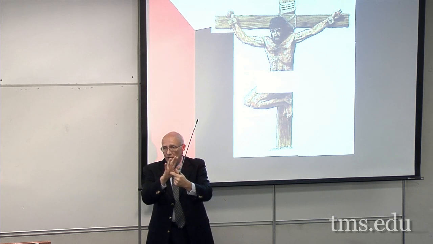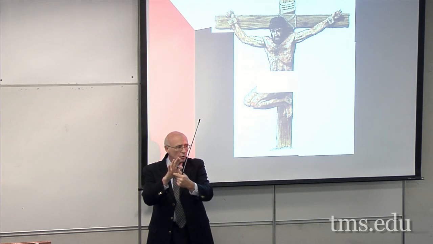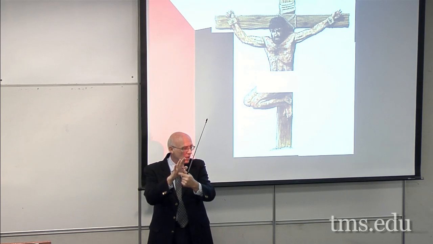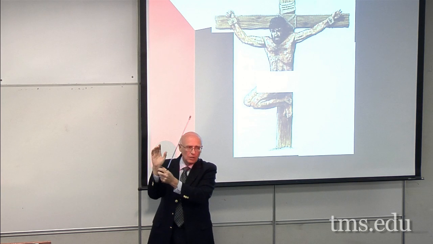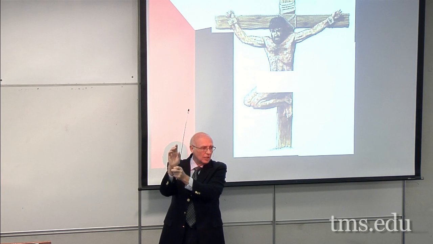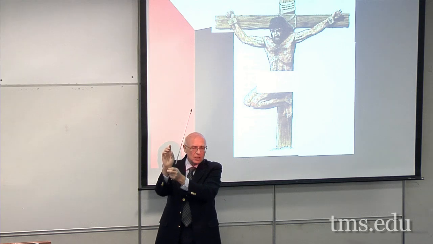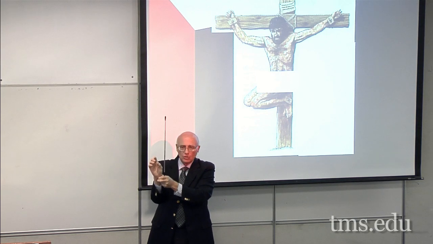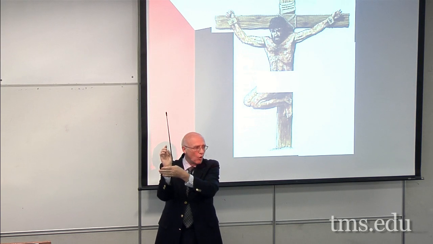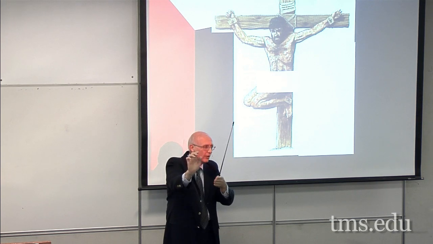Romans realized that. They tested these methods. They were brutal in their testing of these methods. They found that if you put the nail here between the radius and ulna, right there beside the wrist, you could not pull it out so easily. And if you put a piece of wood over it first, you couldn't push it out either.